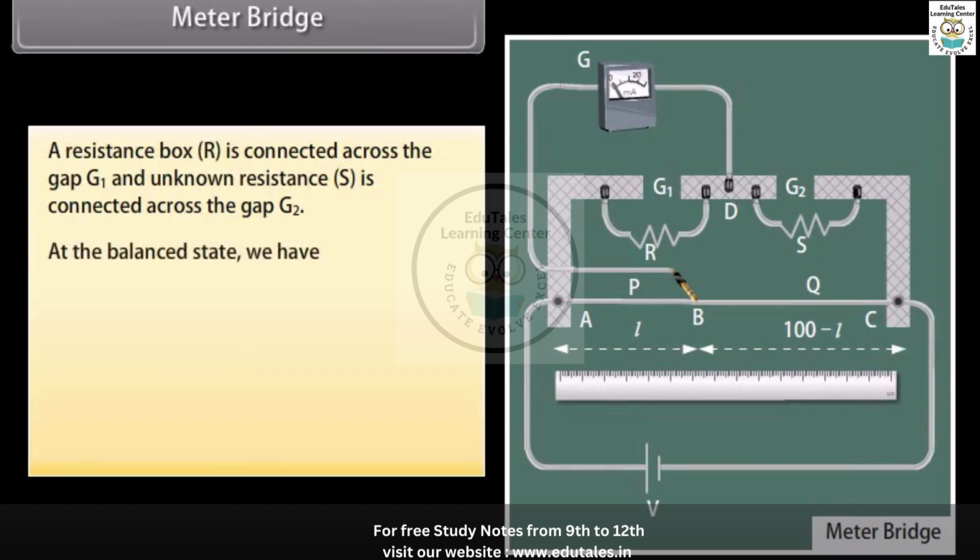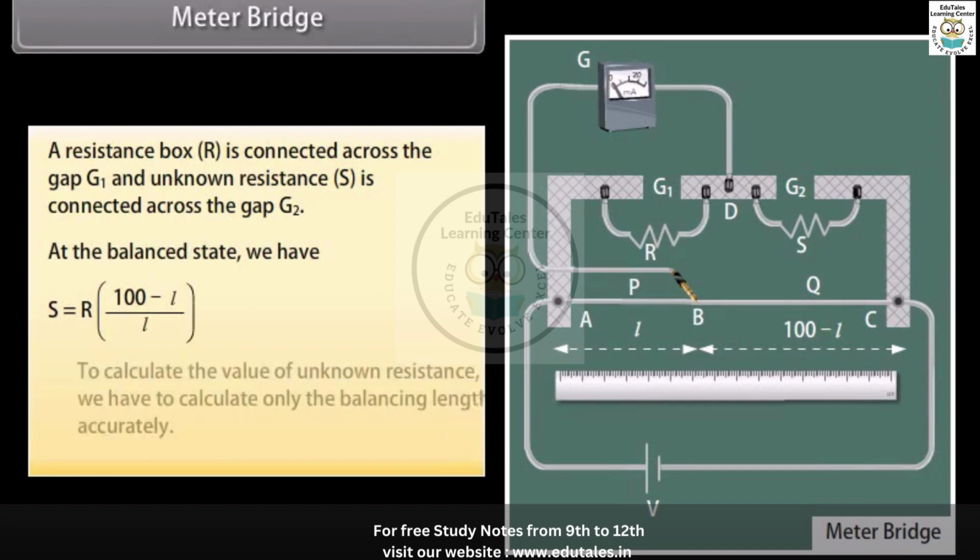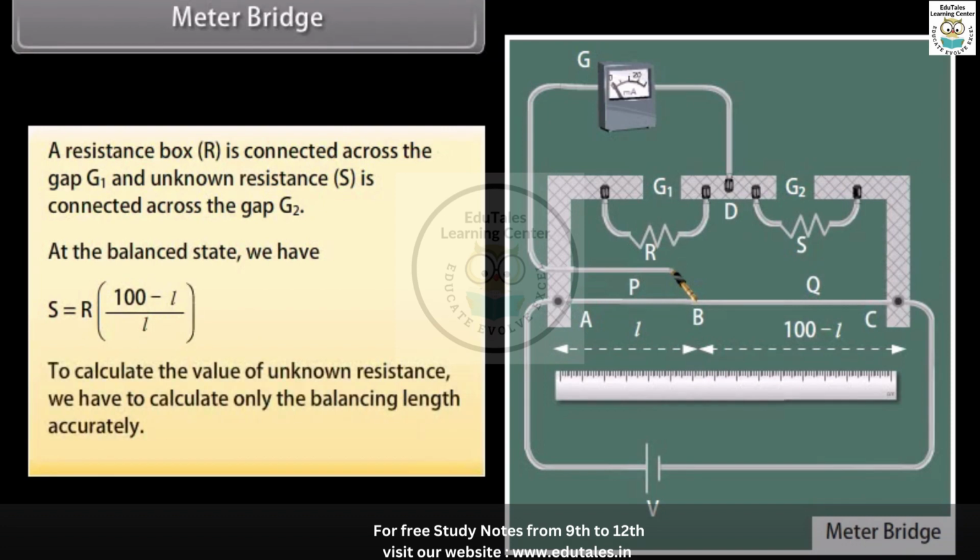At the balance state, we have S is equal to the product of R and (100 minus L) upon L. To calculate the value of unknown resistance, we have to calculate only the balancing length accurately.